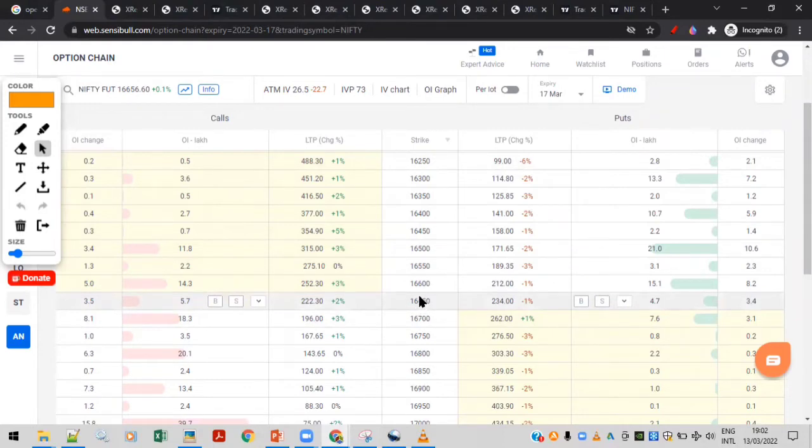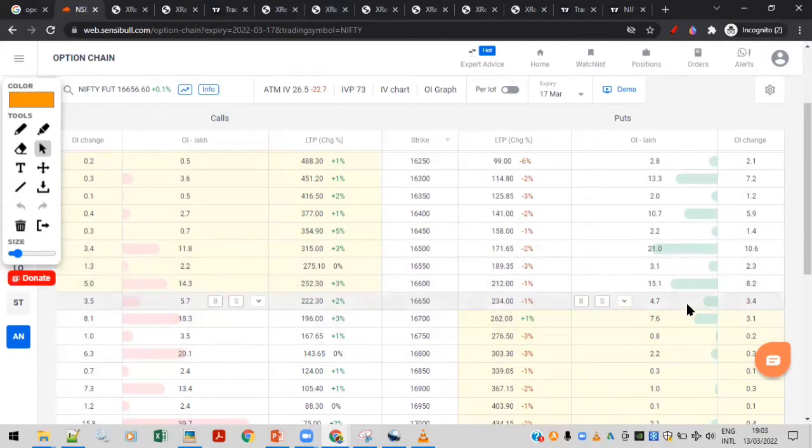All the strikes below this, if you are going to buy a call, are called in the money strikes. After the strike on the upside, if you're going to buy the call, these are called out of the money strikes. Out of the money strikes have lower premium, so you pay less premium if you buy a strike above the at the money, and you have to pay more premium if you buy options that are in the money.